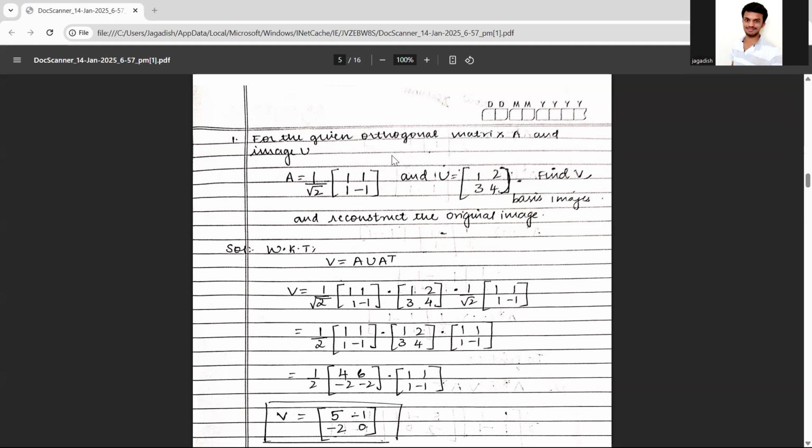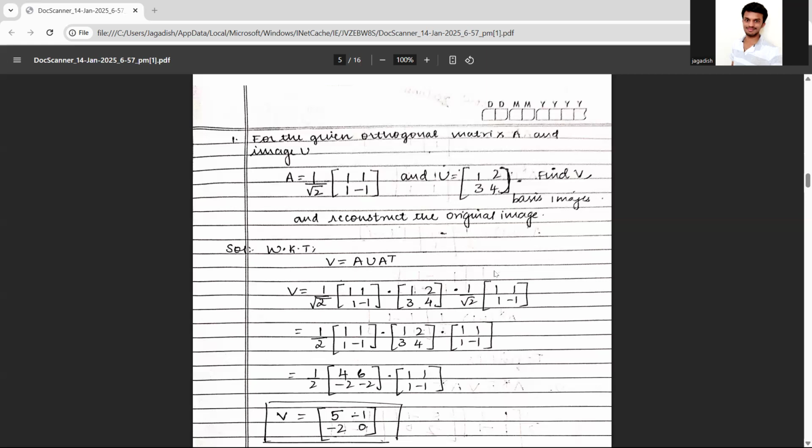So what is A? Here it's 1 by root 2 into 1 1, 1 minus 1. So write down according to the question, into 1 2 3 4, into 1 by root 2. I told you, for transpose, you have to write rows as columns and columns as rows. Next, 1 by root 2 into 1 by root 2 will be equivalent to 1 by 2. So 1 by 2 into, these three matrices will be left.